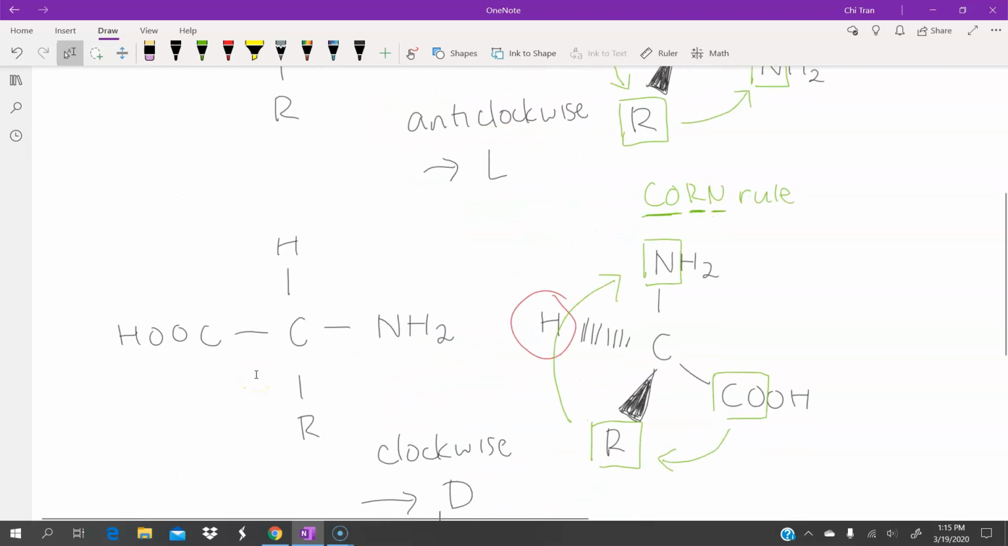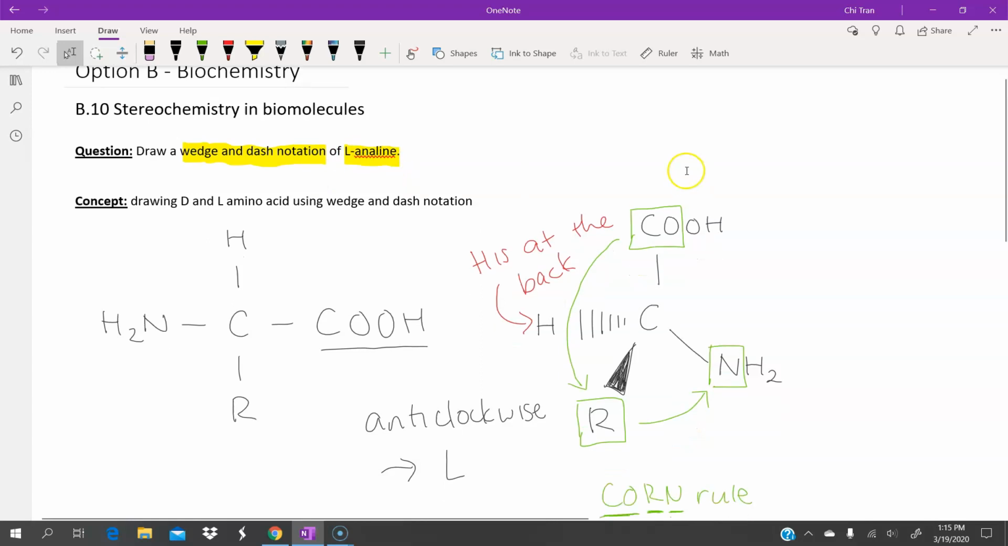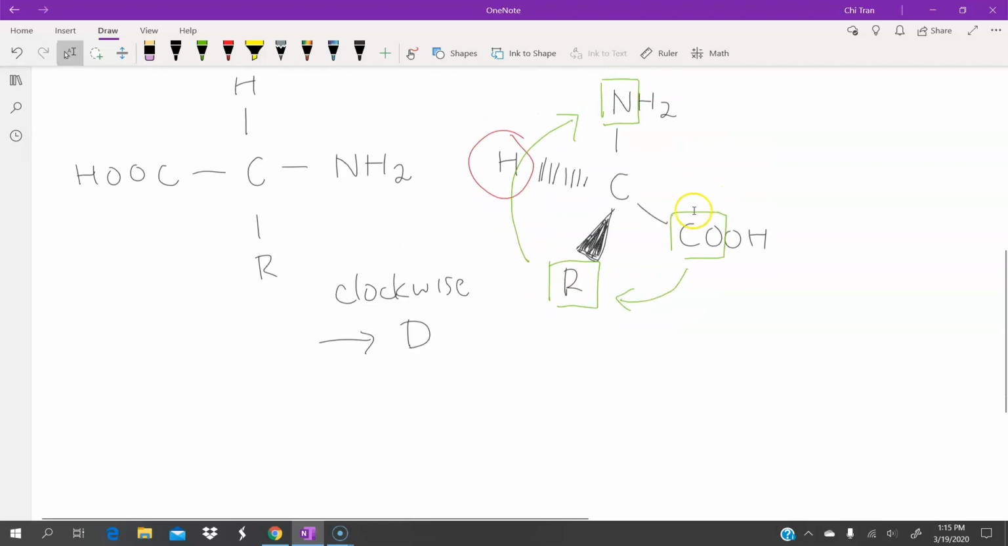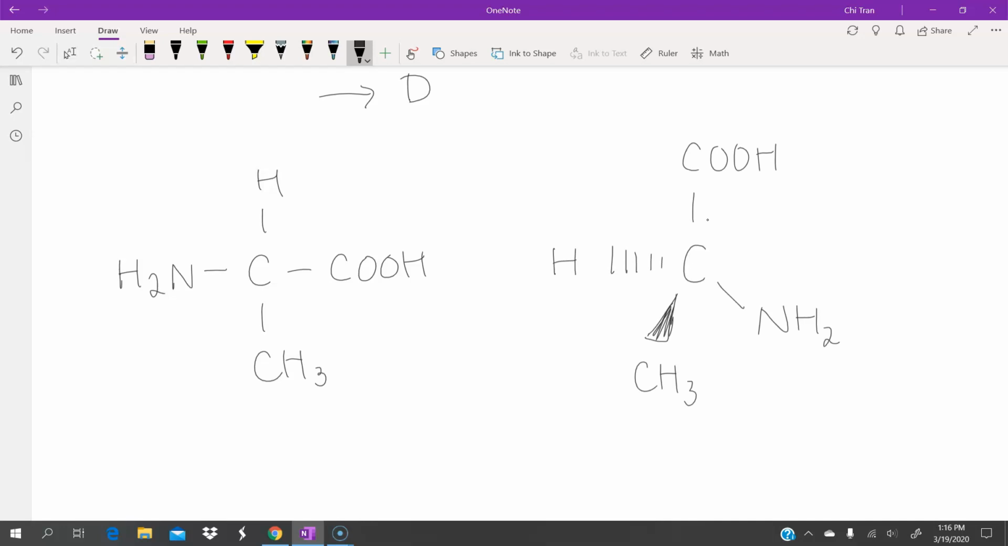So going back to our question, they tell us to draw a wedge and dash notation of the L amino acid alanine. And alanine has the R group of CH3. So we draw what we know, and this is the molecule alanine. And we need to transform that into a wedge and dash notation. So we would have something looking like this.